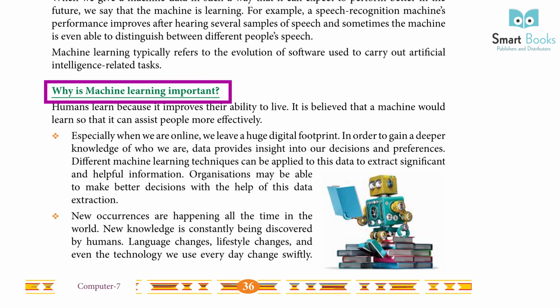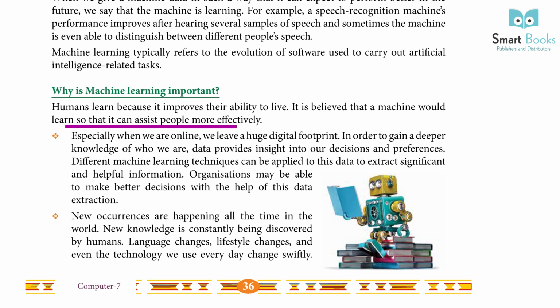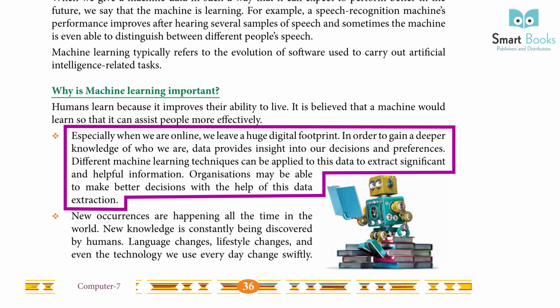Why is machine learning important? Humans learn because it improves their ability to live. It is believed that a machine would learn so that it can assist people more effectively. Especially when we are online, we leave a huge digital footprint. Data provides insight into our decisions and preferences, in order to gain a deeper knowledge of who we are. Different machine learning techniques can be applied to this data to extract significant and helpful information. Organizations may be able to make better decisions with the help of this data extraction.